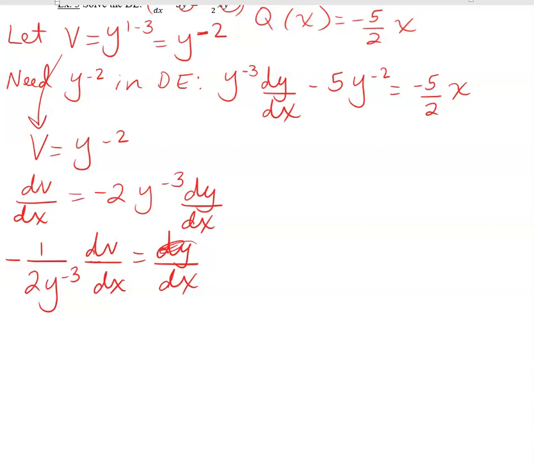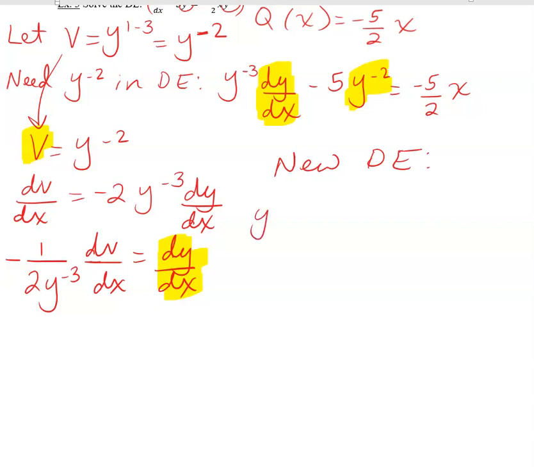Notice that dy/dx, let me write that again, is what's going to get substituted in this part of the equation, and then v, of course, is going to replace the y to the negative second right there. So let's rewrite our new equation. Our new equation now is going to look like this.